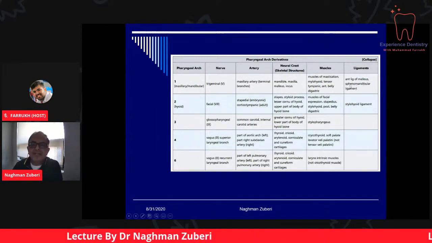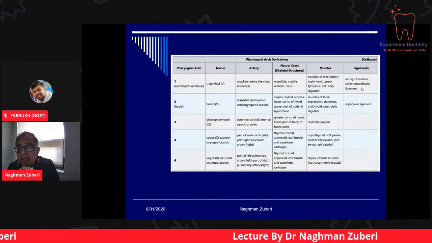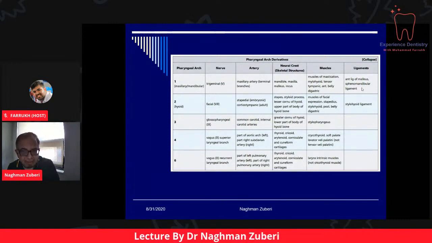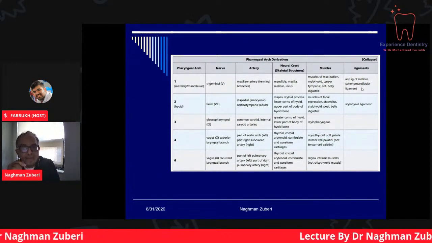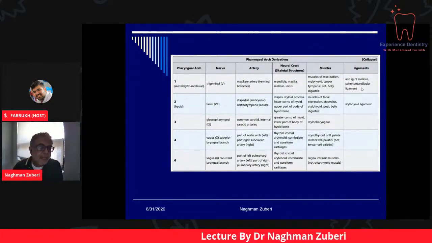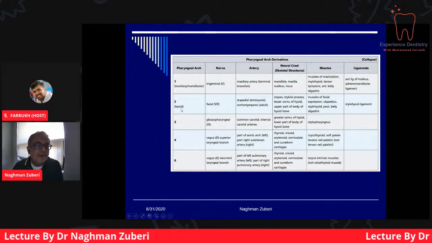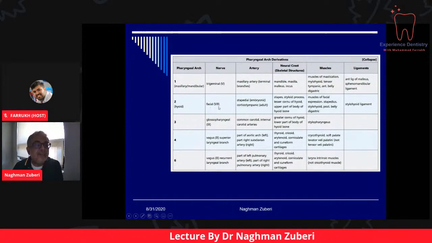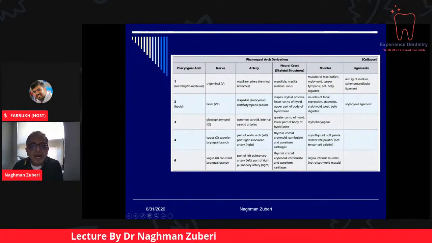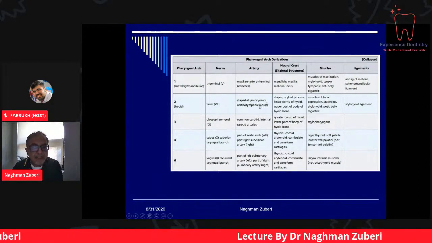Some of the authors say that the sphenomandibular ligament basically is the remnant of Meckel's cartilage. Meckel's cartilage is that cartilage around which the mandible forms or develops. Then the second pharyngeal arch is known as the hyoid pharyngeal arch, and its nerve is the facial nerve, or the 7th cranial nerve. Its artery is the stapedial artery in the embryonic phase, and in the adult phase it is the caroticotympanic artery.